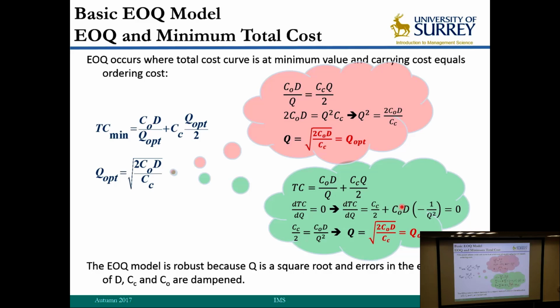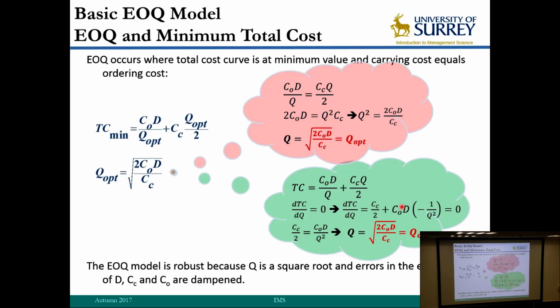And how do we find it? One way, the red one, is the intersection. At the intersection, the ordering cost equals the carrying cost, so we make them the same. This is pretty easy to solve for Q. We can basically cross multiply, so 2CoD equals Q squared Cc, and we can easily find Q.